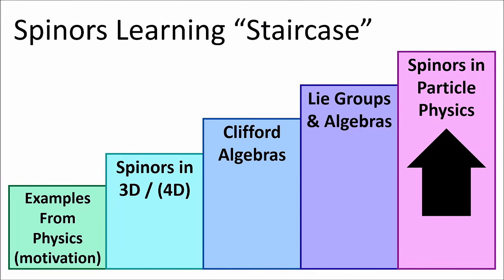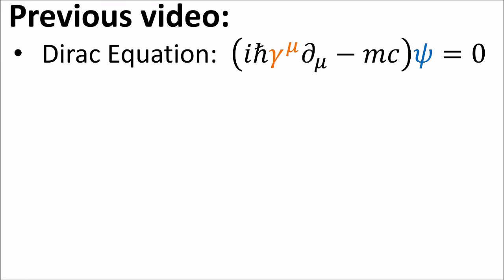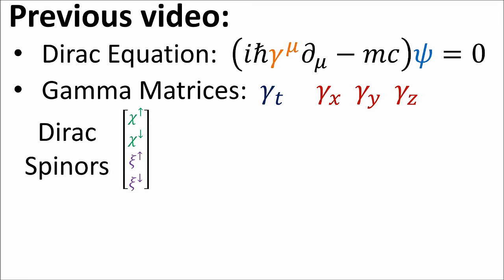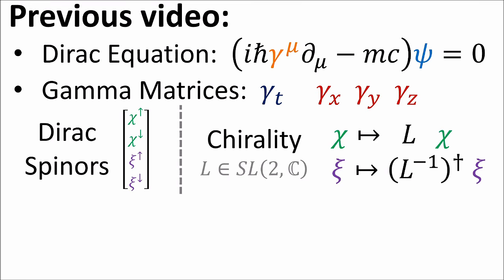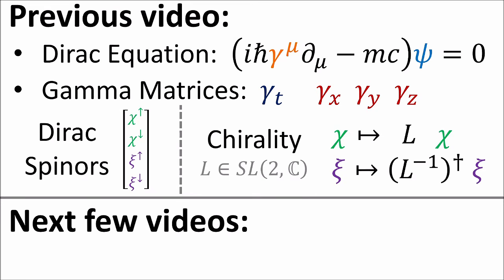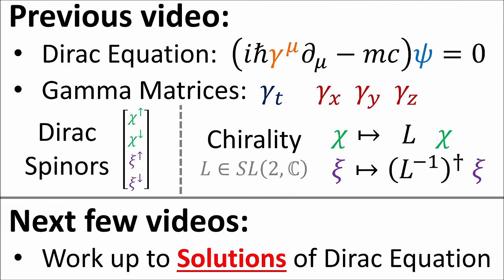We're continuing our discussion of how spinors are used in particle physics. In the previous video, we discussed the theory behind the Dirac equation, including what the gammas mean, what Dirac spinors are, and the concepts of left and right chirality. In the next few videos, I'm going to be working up to the solutions of the Dirac equation.